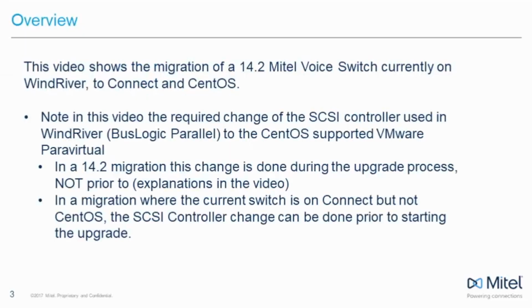This video shows the migration of a 14.2 Mitel voice switch currently on WinRiver to Connect and CentOS. Note, in this video, the required change of the SCSI controller used in WinRiver, Bus Logic Parallel, to the CentOS supported VMware Paravirtual controller. In a 14.2 migration, this change is done during the upgrade process, not prior to. In a migration where the current switch is on a Connect but not CentOS, the SCSI controller change can be done prior to starting the upgrade.